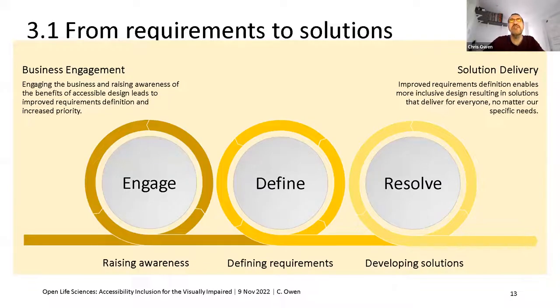So if we think about how we move that forward, going from requirements all the way through to solution, by doing that early engagement and raising awareness early, and working with the visually impaired community, you're able to identify very early on where these benefits won't just meet visually impaired users like myself, but will support the wider business community and the wider user base as well. And rather than focusing on the how, as we so often do in design, this makes us focus on the what, on the outcomes and the results we're looking for.